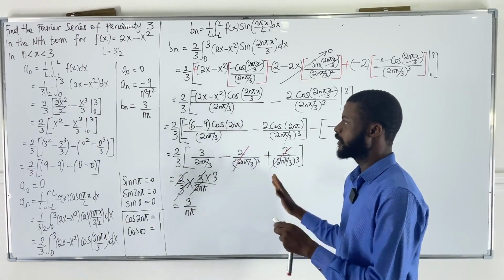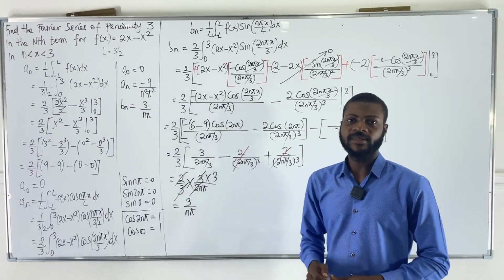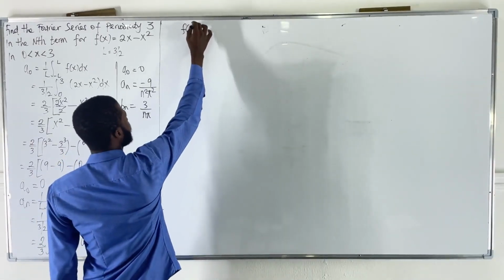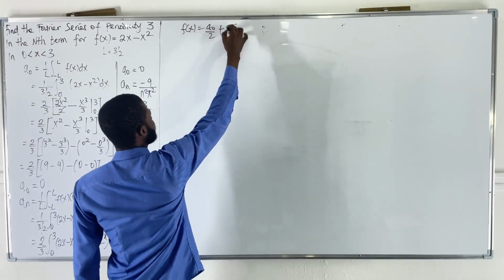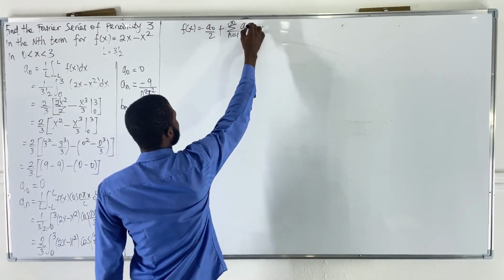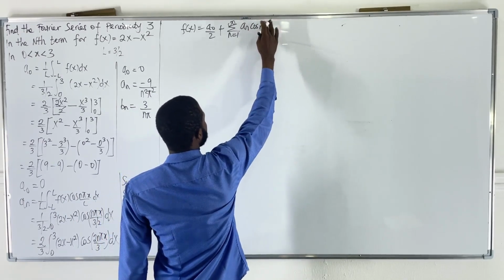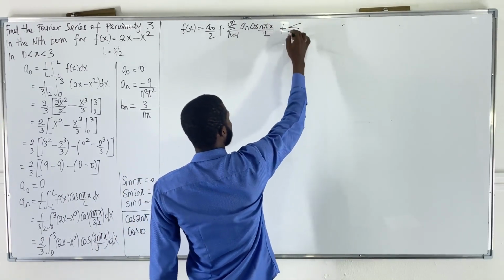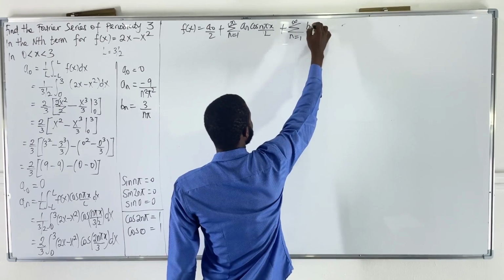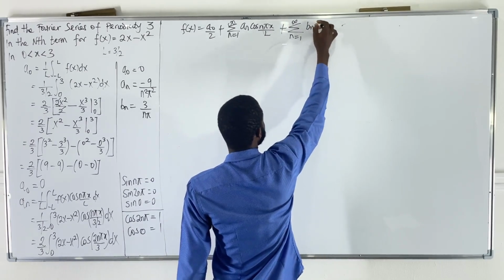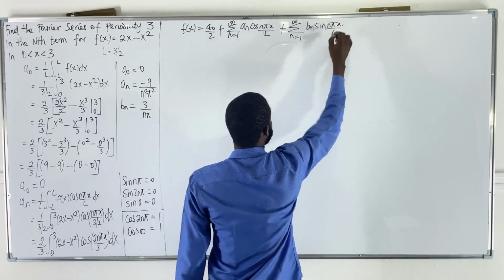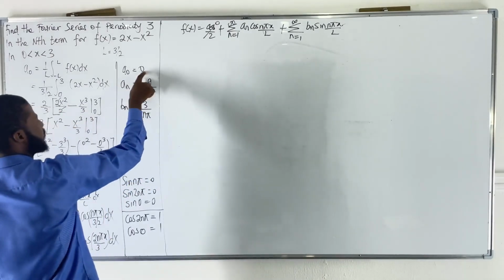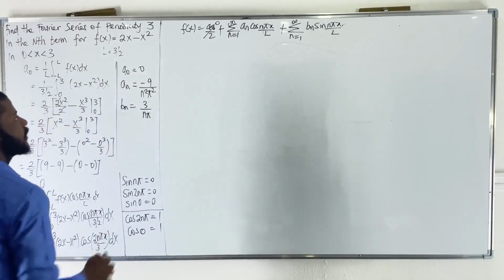So since we are done with finding all of the coefficients, let's now find the Fourier series of the expression. F of x is equal to a naught over 2 plus the sum from n equal to 1 to infinity of a sub n cos n pi x over L, since this is arbitrary, plus the sum from n equal to 1 to infinity of b sub n sine n pi x over L. Okay, now already we know a naught is 0, so let it go first.